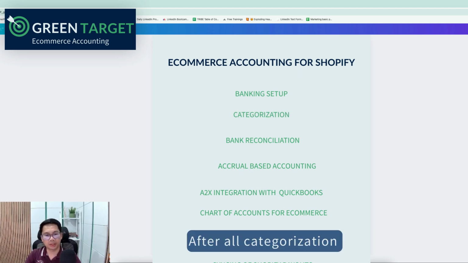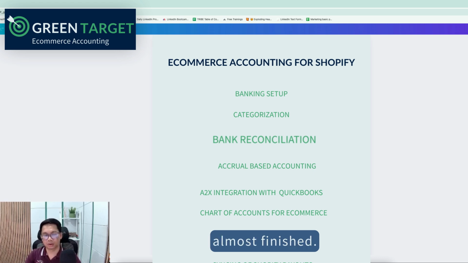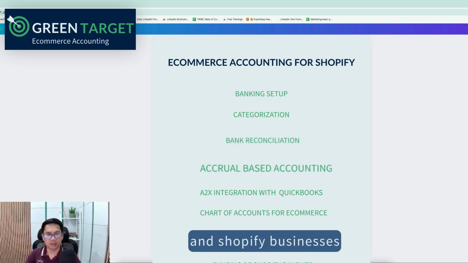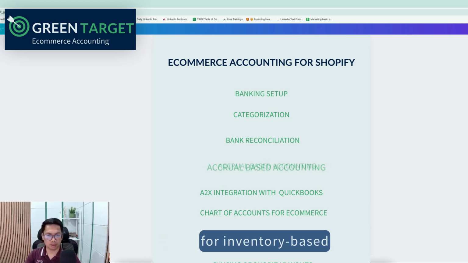After all categorization has been done and the bank register has complete transactions, then we can do the bank reconciliation. After the bank reconciliation, the banking side is usually almost finished. Here we move to accrual-based accounting. For e-commerce businesses and Shopify businesses, I use accrual-based accounting because it's more accurate for inventory-based businesses.